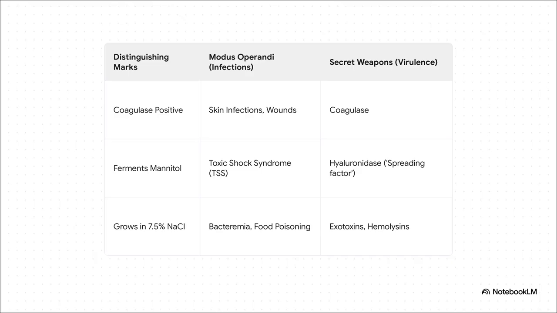Its number 1 distinguishing mark is that it's coagulase positive. Now, coagulase is the sneaky enzyme that clots blood plasma, basically creating a perfect little shield for the bacteria to hide from our immune system. Its MO? Oh, it's everything from skin infections to really life-threatening stuff like toxic shock syndrome. And it pulls this off with a whole arsenal of secret weapons, like hyaluronidase, a spreading factor that literally dissolves the glue holding our cells together, letting it invade deeper into our tissues.